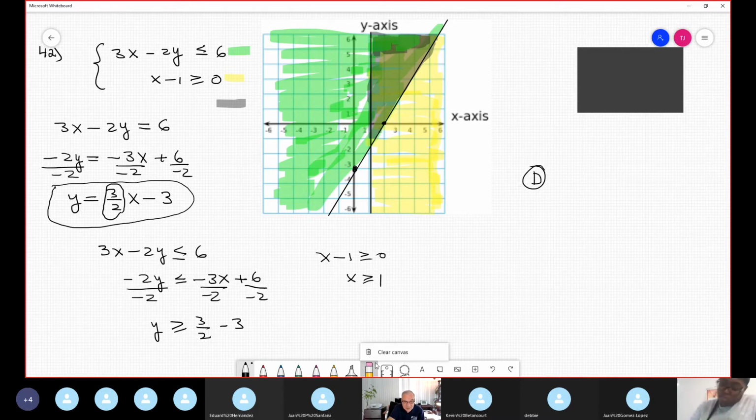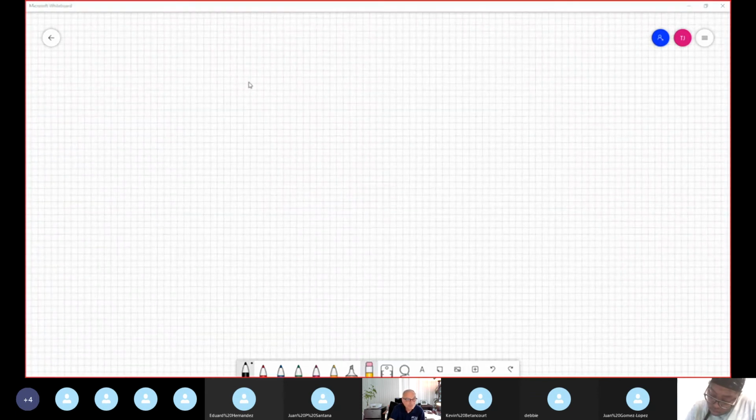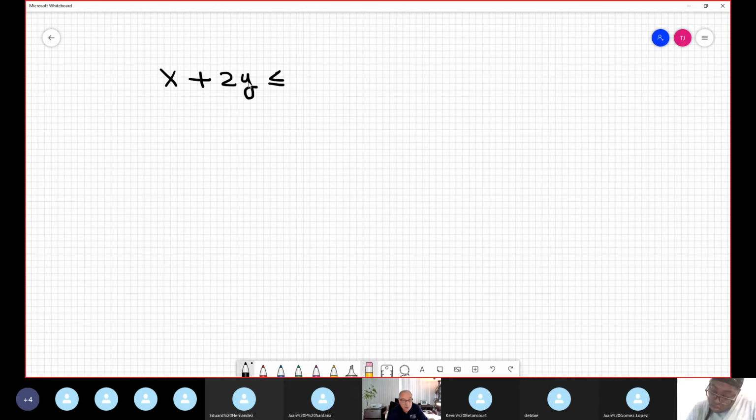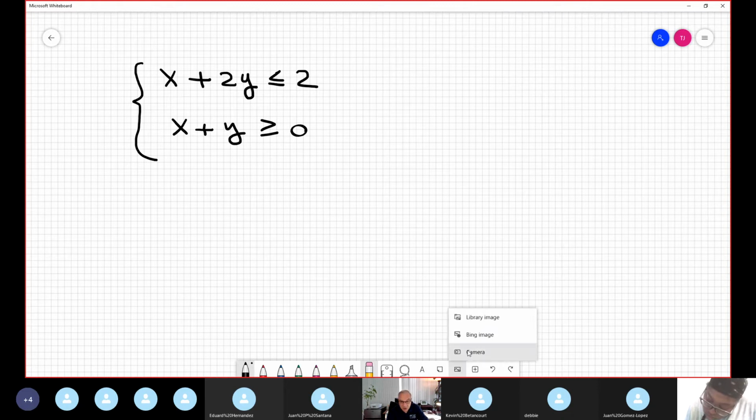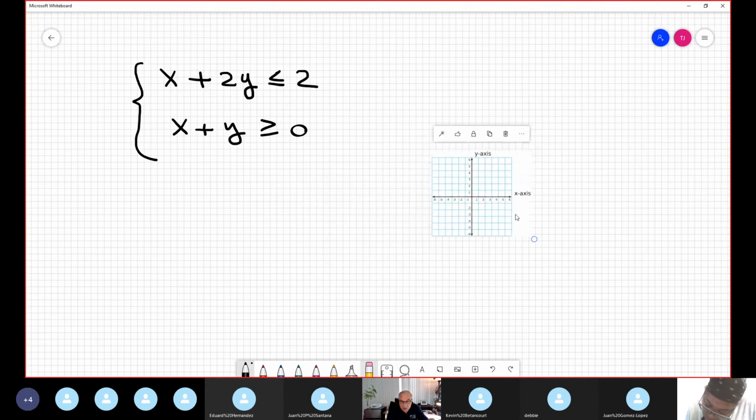Let me erase the whiteboard. Okay. 43 is x plus 2y less than or equal to 2, and x plus y greater than or equal to 0. Okay, this is my rectangular coordinate system picture.